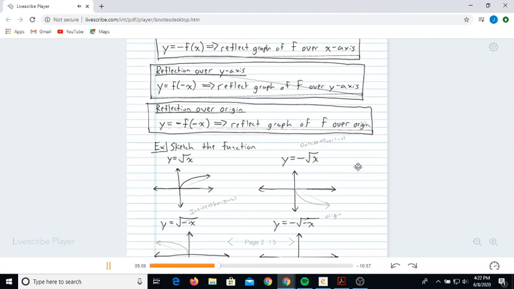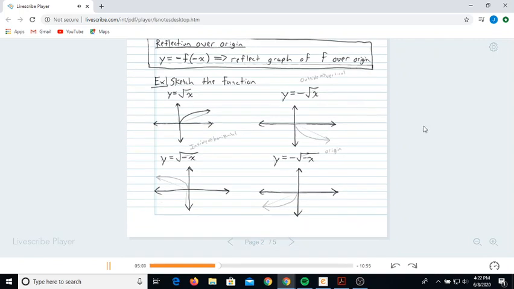So let's go ahead and look at these examples. Here we got the square root function, and we're going to reference that. So y equals negative root x. Notice that it is negative on the outside, so that means it's going to be a vertical reflection. In other words, it's going to be over the x-axis. So the graph is going to look something like that.